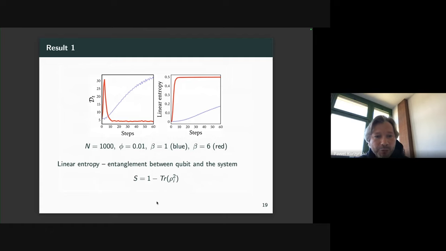Okay, so the first observation was the following. Here are the plots for the following case. The number of qubits was 1,000, the perturbation, so the rotation of the initial state into this perturbed state, was done by the angle 0.01. And then you have two plots. The blue plot corresponds to this regular regime, so beta is equal to 1, and the other one corresponds to the chaotic regime. We decided to choose a larger beta equal to 6.